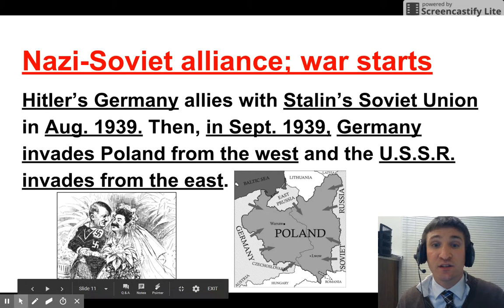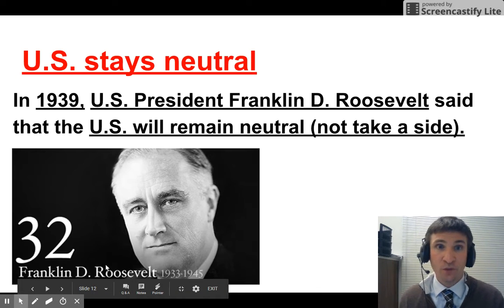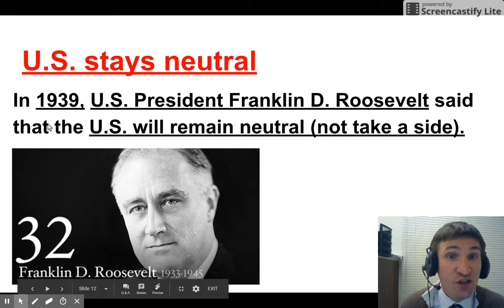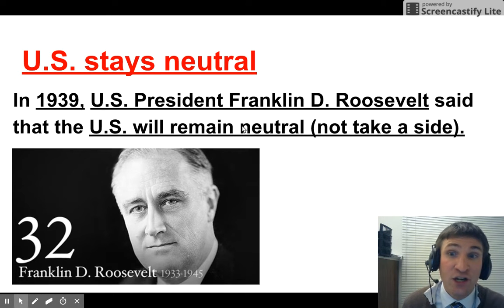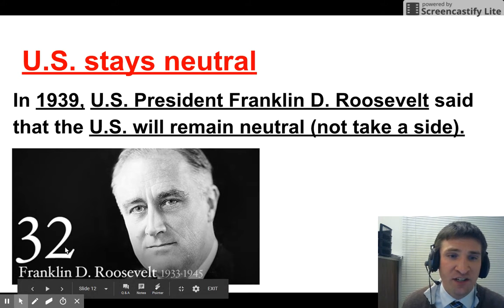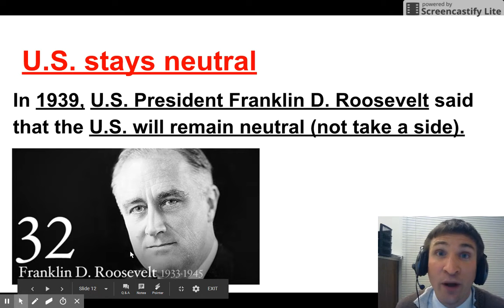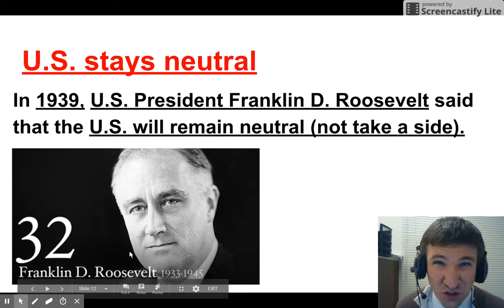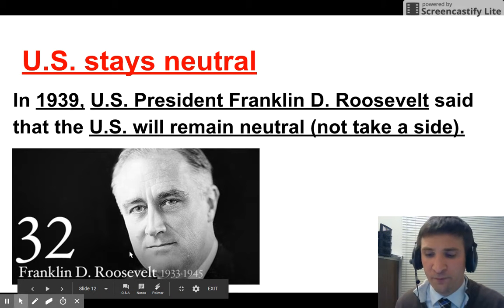Britain and France declare war on Germany. What does the U.S. do? The U.S. stays neutral. In 1939, U.S. President Franklin D. Roosevelt said that the U.S. will remain neutral, meaning it will not take a side in this war. That's what the 32nd president said. It doesn't stay that way because later on, a country attacks us and we are forced to go to war.